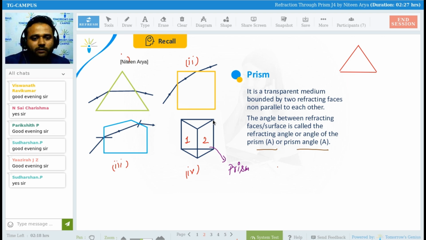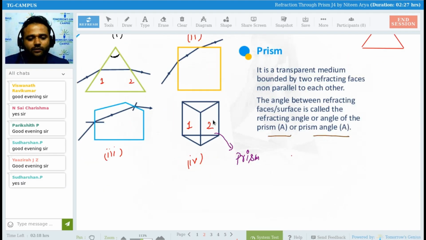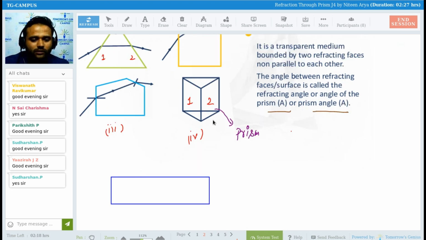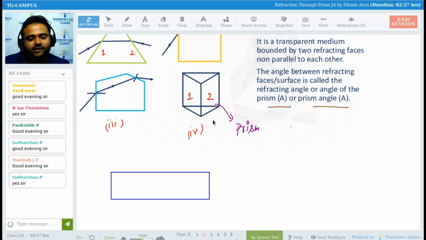In normal picturization, in normal books, we see that particular image of prism, but in general the prism is not in this kind of shape. This is the fourth kind of shape. What is going on here? This angle of refraction, this particular angle between the two surfaces. As you can see clearly, the one surface and the two surface, and they are not parallel to each other. Got it? In the previous class, we understood refraction through the slab. Here also we have two surfaces, one surface and the other.